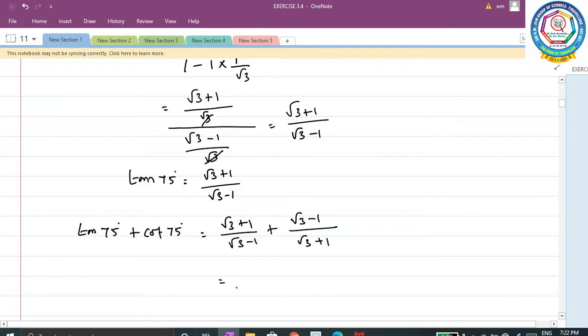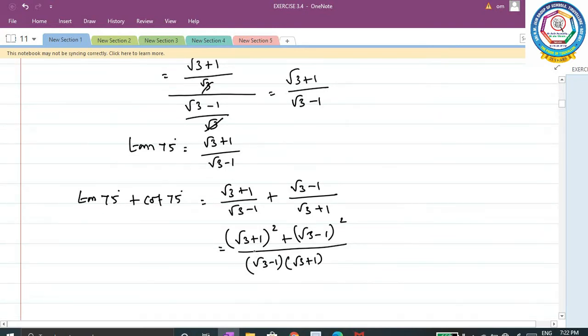So we have to take the LCM and cross multiply. Root 3 minus 1 into root 3 plus 1. We'll take the cross multiply: root 3 plus 1 the whole square plus root 3 minus 1 the whole square. It is in the form of a plus b the whole square. We know the formula a plus b the whole square equals a square plus b square plus 2ab. So here root 3 square is 3, 1 square is 1, plus 2ab, 2 root 3.